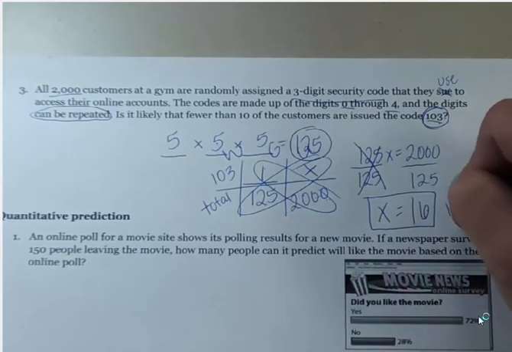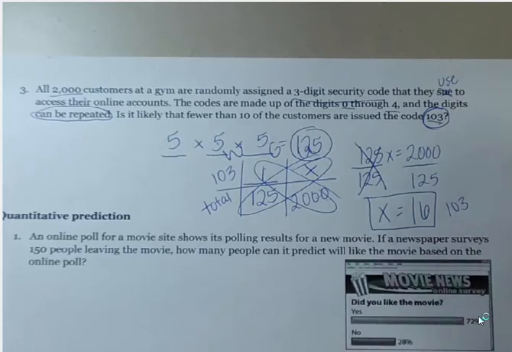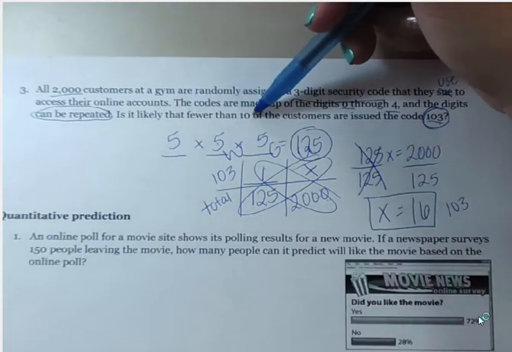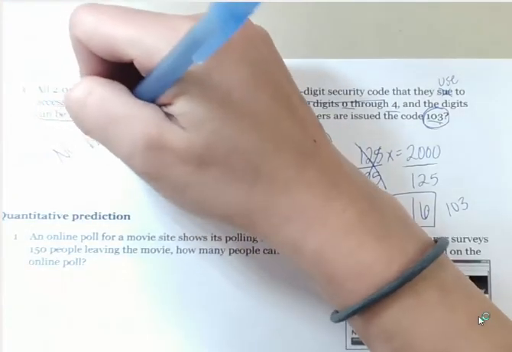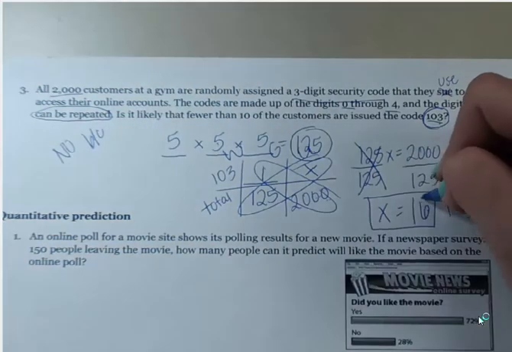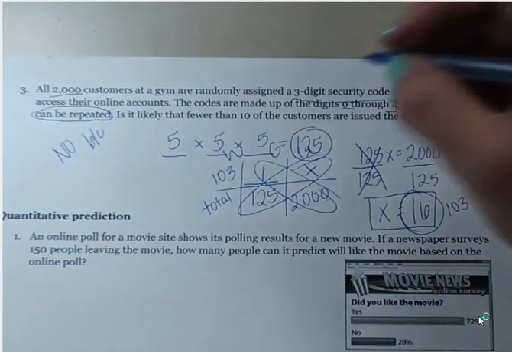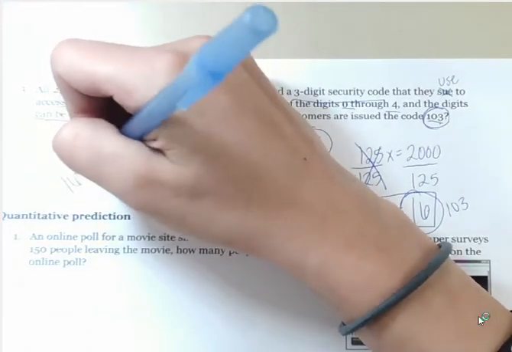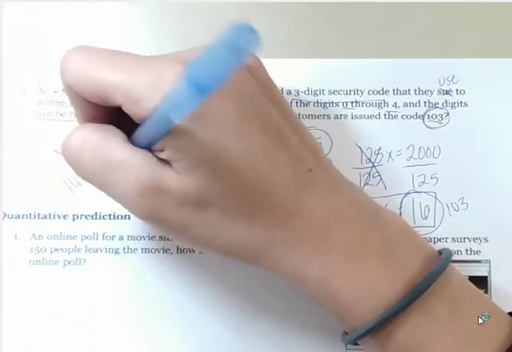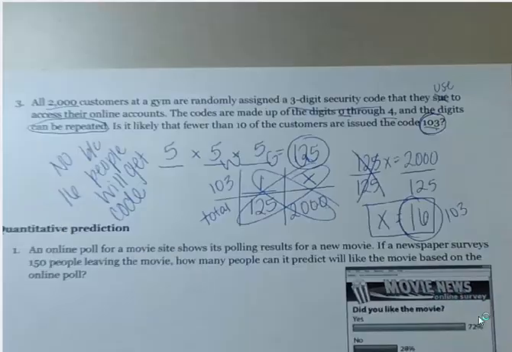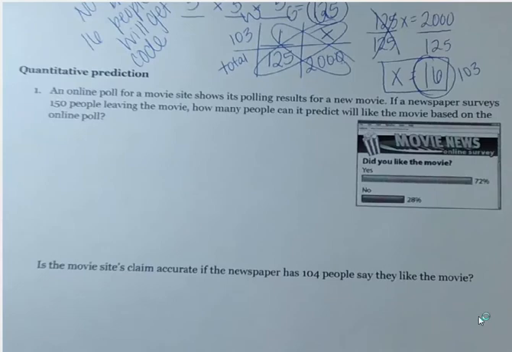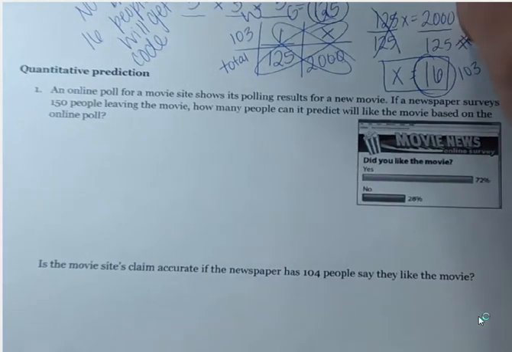All right? So is it likely that fewer than 10 of the customers are issued the code? Is it likely? No. No, because we calculated that 16 people are going to get the code. All right, last one. By the way, put 16 in question number 3. It's going to say Q3. I want you to put 16.